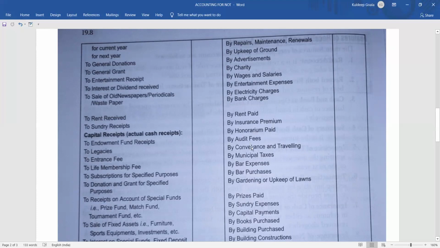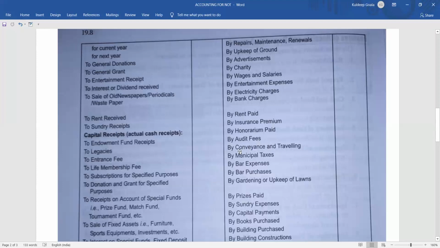Next is by audit fees. Audit fees is the amount of money paid to the auditor. Now, who is the auditor? An auditor is a person who checks the books of accounts of this club or NGO. They will come and verify whether the accounts are prepared authentically or not. On the basis of that, he will sign that everything is clean and correct. For this, he will charge a certain amount of fees, which is called audit fees.